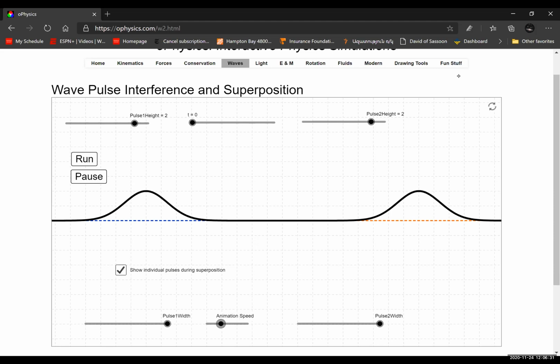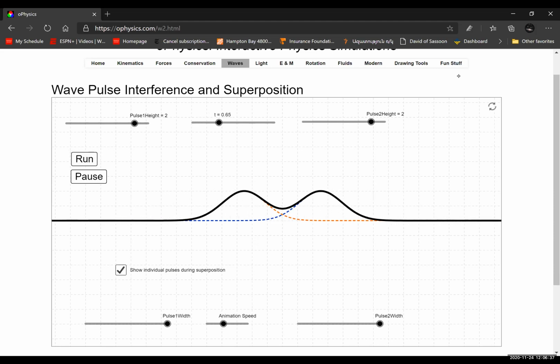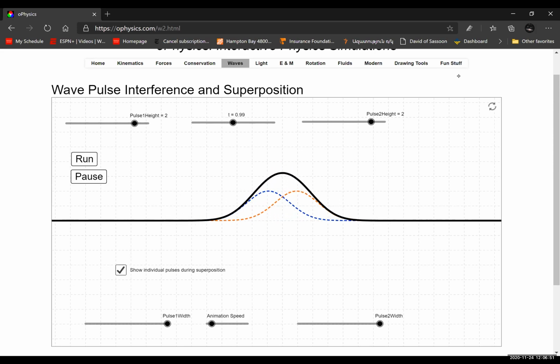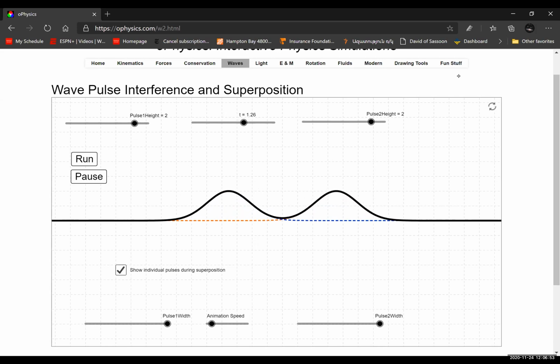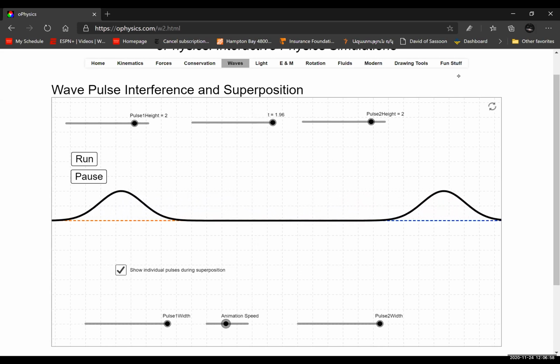I'm going to make the speed a little bit slower when they start overlapping. So I'm running it and you can see, right? They are moving toward each other. And then they start overlapping. Let me slow down and see what happens. When the crest of 1 meets the crest of 2, see, there you go, they generate a new wave. And you can look at it in terms of the orange and blue lines as well. So they're going to come back. So we can see that again.